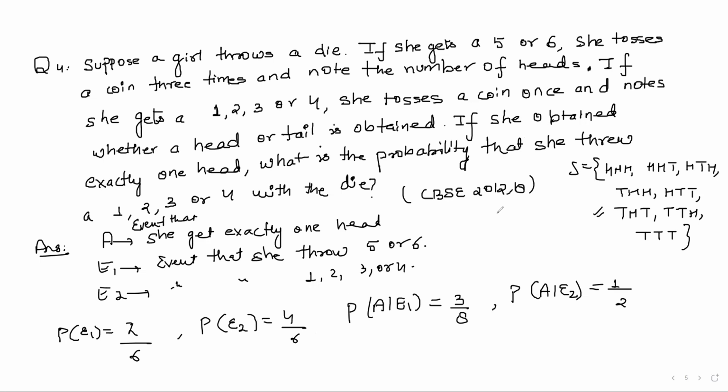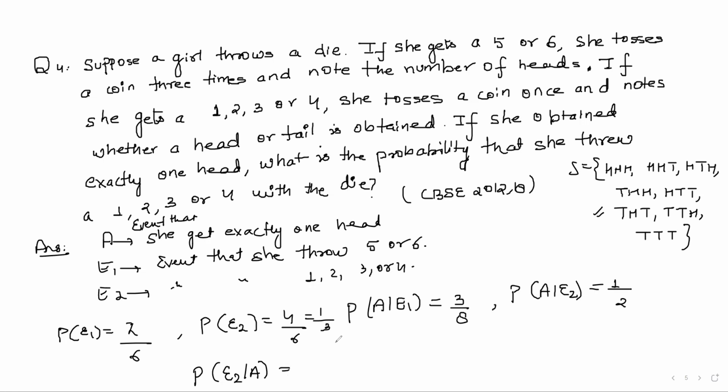Okay. What do you need to find here? If she obtained exactly one hit, what is the probability that she threw this one? So you need to find this, P(E2/A). Did you put this formula, Nabil? Yes, sir. Why is it so?